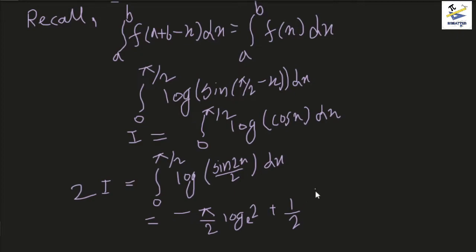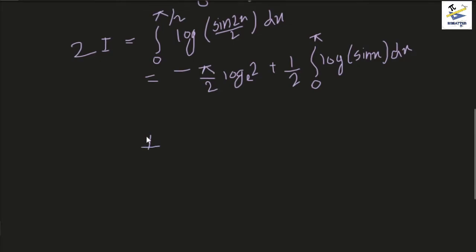So after substituting for 2x, I'm writing it directly from 0 to pi, and this would be log of sine x dx. And it can be proved that the integral from pi by 2 to pi can also be written as log of cos x. So this integral is basically 2 times I, and what we get is I equals minus pi by 2 log 2.